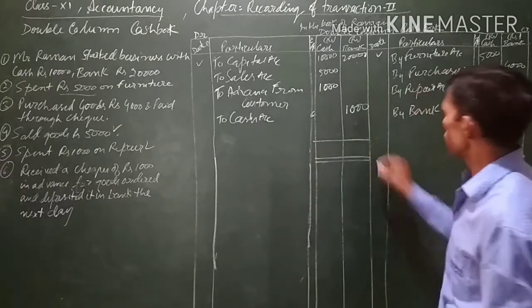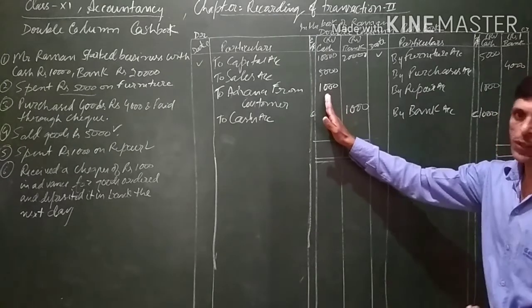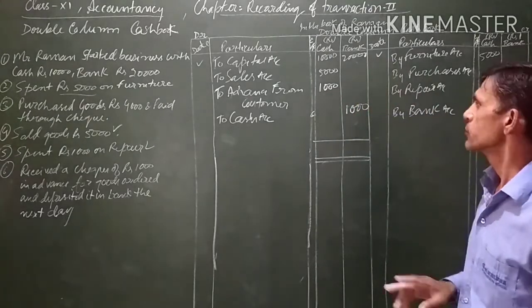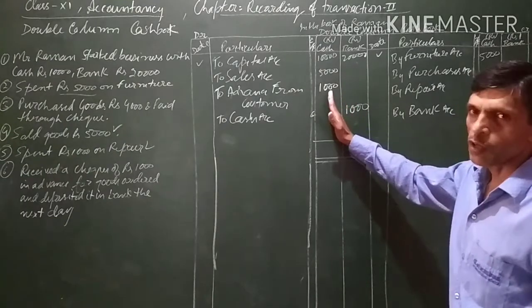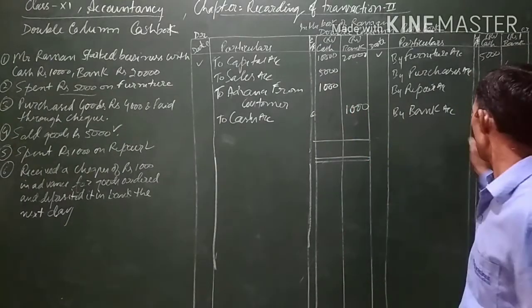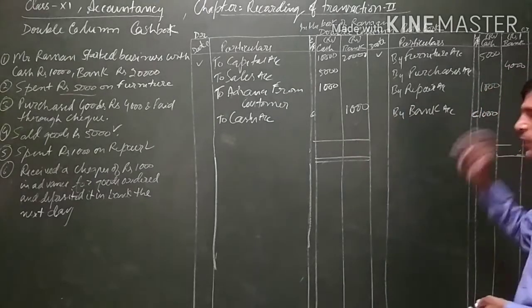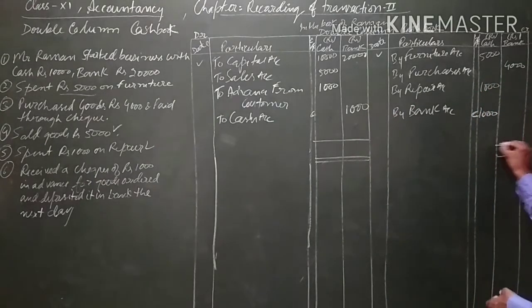One thing to be kept in mind is that the cash column will always have a debit balance and the bank column may have a debit as well as a credit balance. Means in the cash column, the debit side will always be more than the credit side. But in case of the bank column, the debit side as well as the credit side can both have more balance.